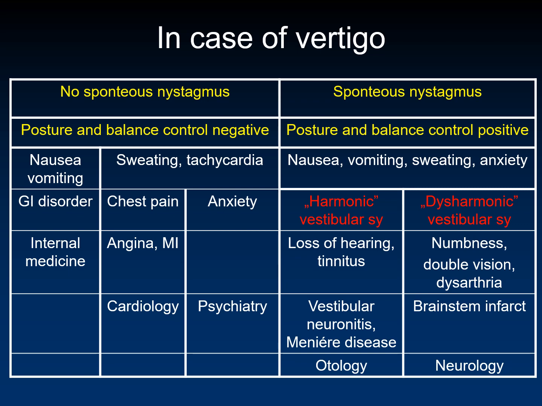Internal medicine, cardiology, psychiatry. Harmonic vestibular system, loss of hearing, tinnitus, vestibular neuronitis, Meniere disease: otology. Numbness and double vision, brainstem: neurology. Here the specialist will need to take consultation.